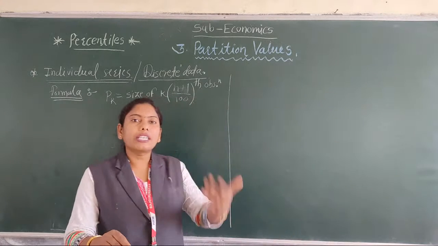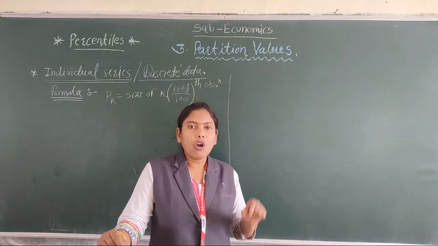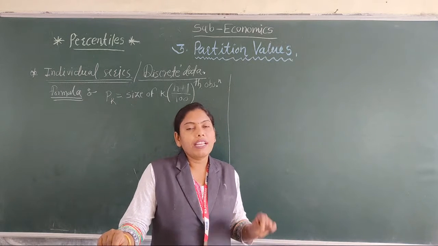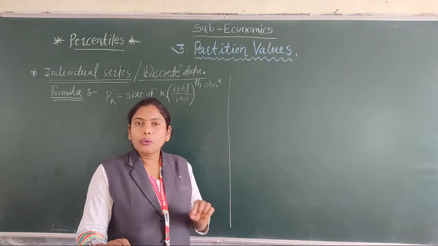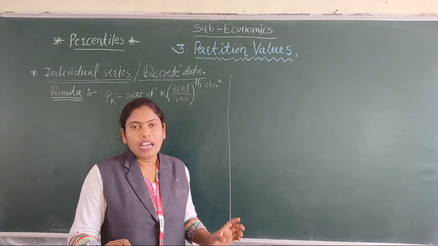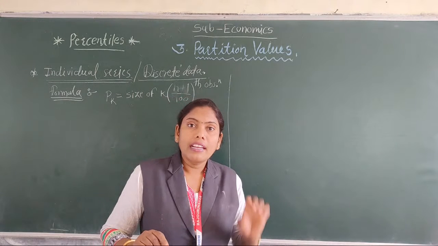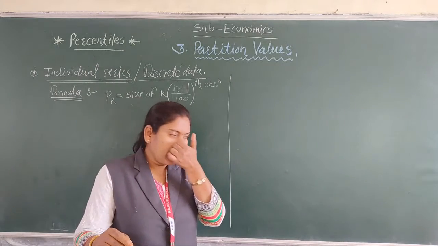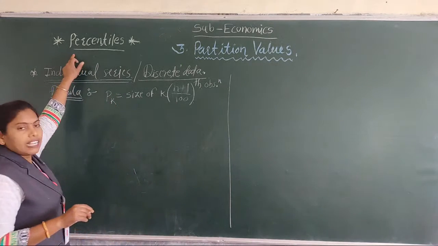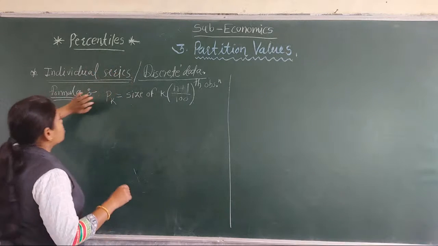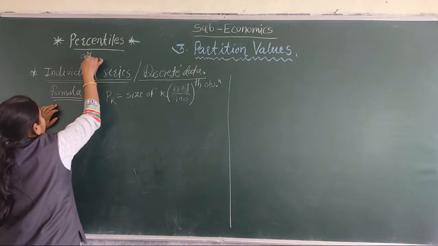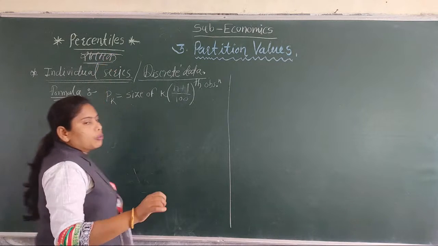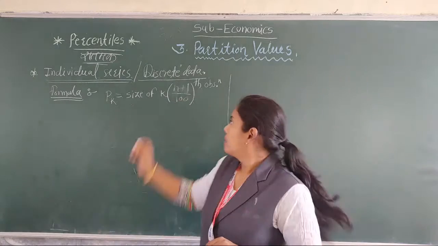Next, the second type of partition value is the decile. Decile means it divides the whole set of observations into 10 equal parts, and it is denoted as D. And the third type of partition value is the percentile. Percentile is known in Marathi as Shatamam.